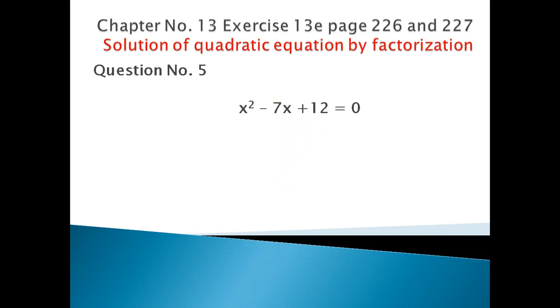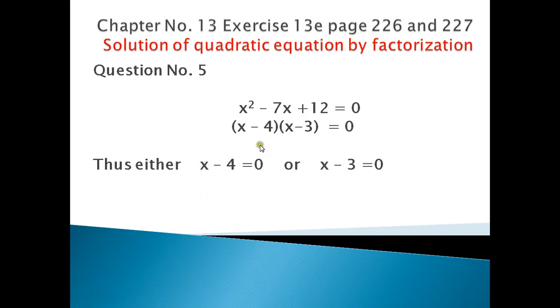Now the next question is x square minus 7x plus 12. So now what will be the pair here? We need the pair of 12, and when we add or subtract it should be minus 7. So it will be 3 multiply 4. 3 multiply 4 equals 12. Minus 3 minus 4 equals minus 7. You can see minus 3 minus 4. In one bracket x minus 4, in the other bracket x minus 3. The next step is the same. x will be equal to 4 and x will be equal to 3. So the answer is x equals 4 or 3.